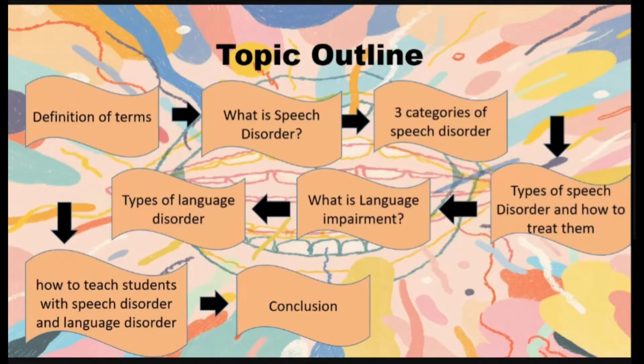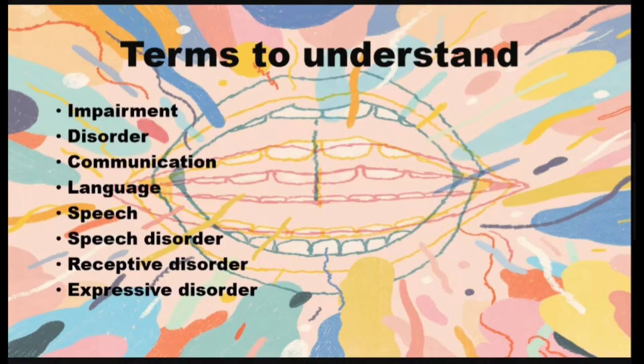Our topic outline is definition. First is definition of terms, followed by speech disorder, three categories of speech disorder, types of speech disorder and how to treat them, what is language impairment, types of language disorder, how to teach students with speech disorder and language disorder, and finally conclusion. So the terms to understand in this lesson are impairment, disorder, communication, language, speech, speech disorder, receptive disorder, and expressive disorder. We will each tackle these as we go along.